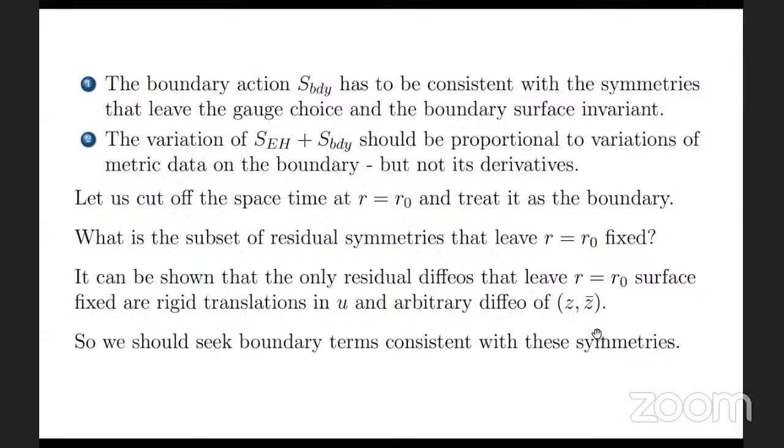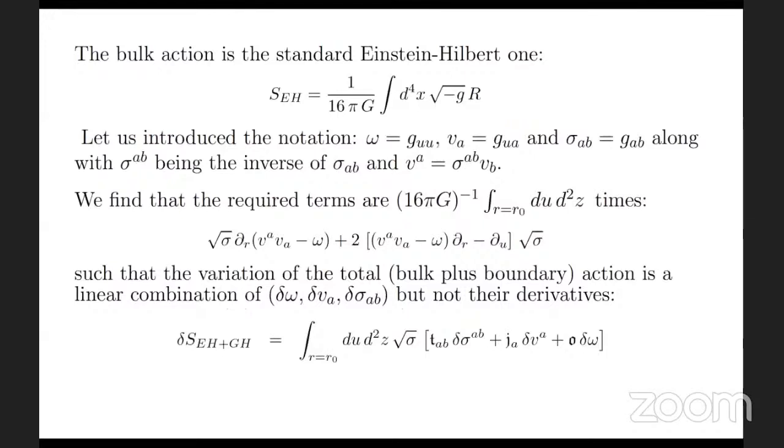Unlike the full super translations, it only picks the translation, the rigid translation. Okay. So then I will seek such boundary terms for this action, which is the standard Einstein-Hilbert action. The metric components at a constant u, I will relabel them: G_UU component to be omega, G_UA component to be V_A, and G_AB to be sigma_AB.